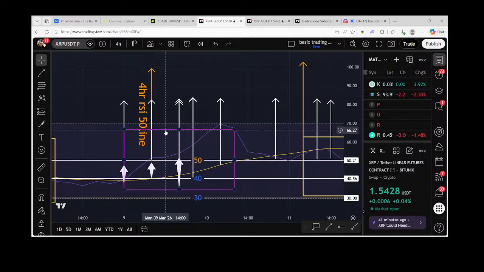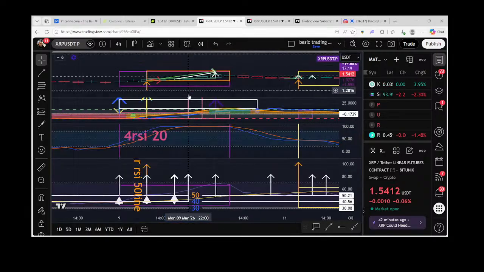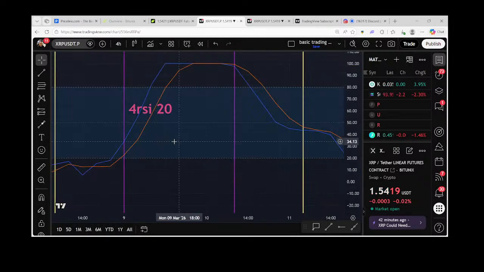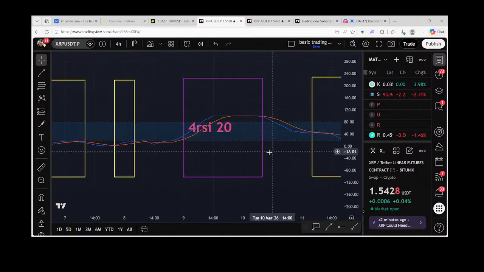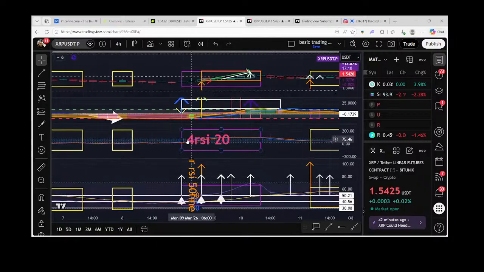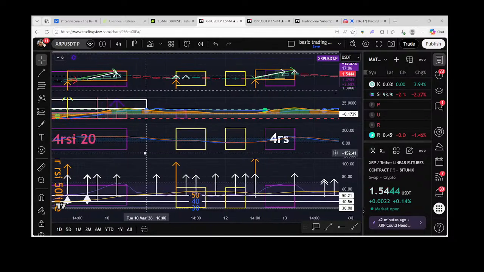The second thing that we implemented is these purple boxes here. What these purple boxes represent is the stochastic RSI, and simply, when the stochastic RSI breaks above the 20 line, it creates this purple box. So as you can see here, those are the two things that we have.